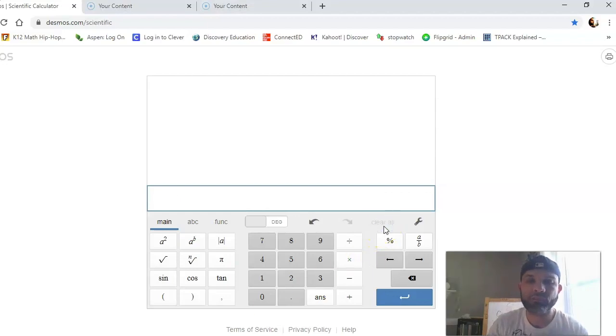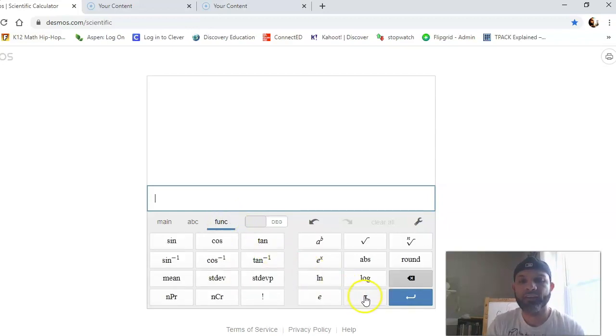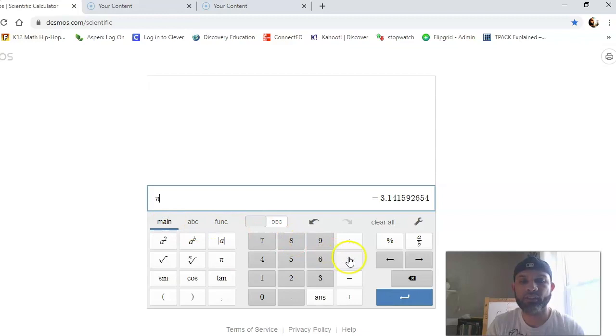So let's use our Desmos calculator to do this, okay? This is my Desmos calculator. I'm going to hit the function button, the FUNC button, and there I have my pi, right? And when I hit pi, look at what happens, 3.141592, right? It's commonly understood to be 3.14 to the hundredths place. But we're going to take all of this into account, and we're going to multiply, right? So pi times the radius squared. So the radius was 7, and we're going to square it. Here's my squared button, right?